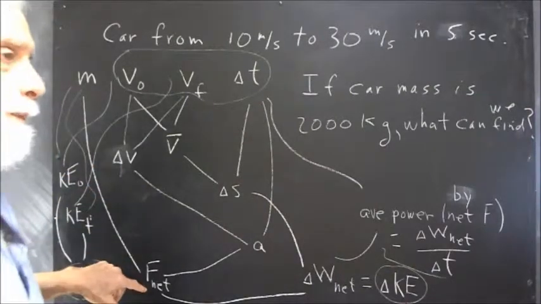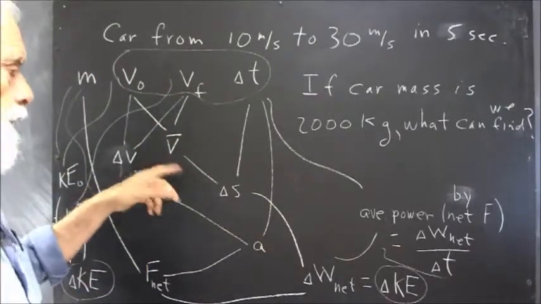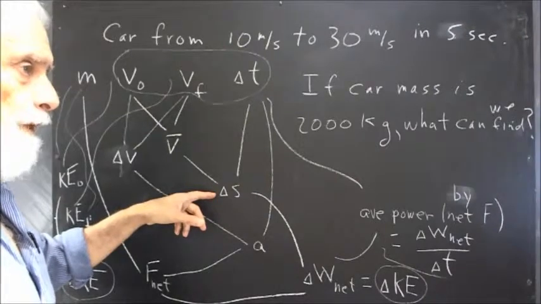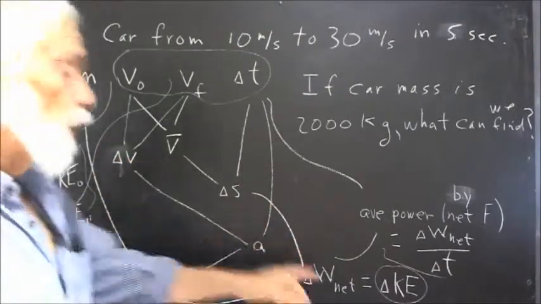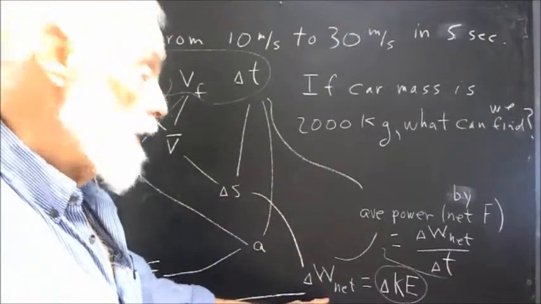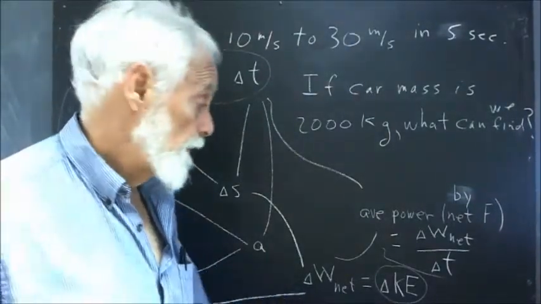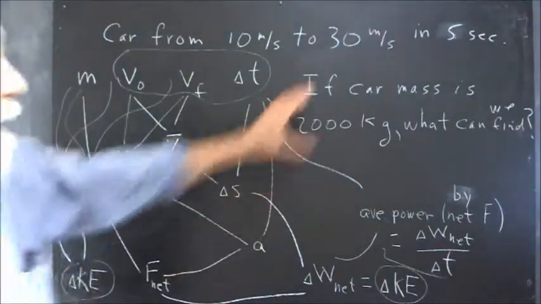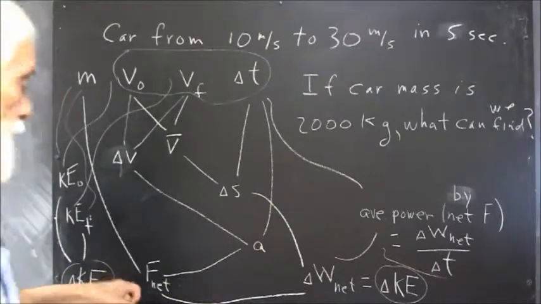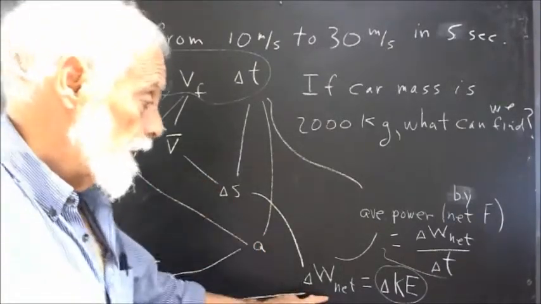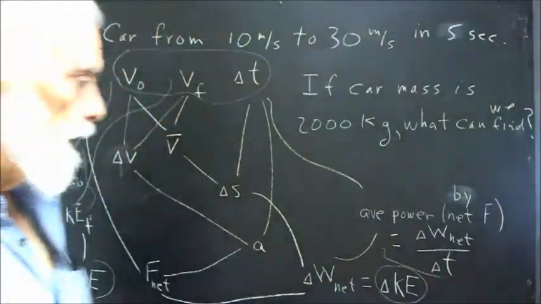Okay, is there anything else we can put the net force with here to determine something else? Net force and delta V, net force and V bar. What about net force and delta S? Aha, net force multiplied by the displacement is what? It's the work done by the net force. And as we've seen, the work done by the net force is equal to the change in the kinetic energy of the object. So if we have the car mass, we can use that with the acceleration to find the net force. The net force will go together with the displacement to give us the work done by the net force, and that gives us our change in kinetic energy.